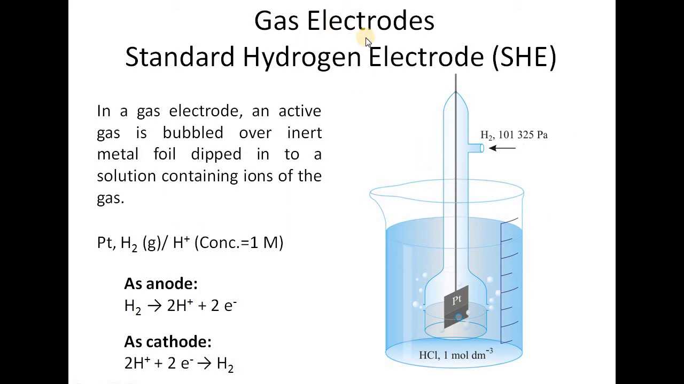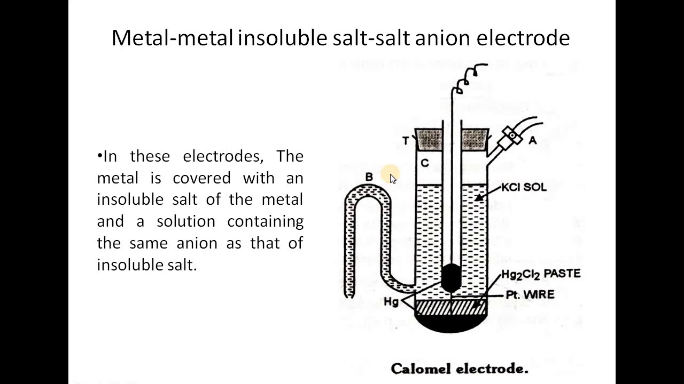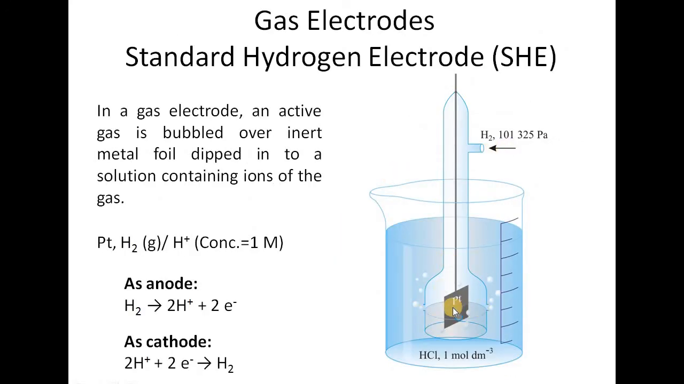Now the next case is the gas electrodes. In the case of a gas electrode, we can take the reference electrode as an example, which is the standard hydrogen electrode. This standard hydrogen electrode is generally used as a reference electrode to calculate the electrode potentials of other electrodes. Now in this type of electrode, what is done? An active gas is bubbled over inert metal foil dipped into the solution containing ions of the gas. So here hydrogen gas is bubbled over the platinum foil. This platinum foil is dipped in a 1 molar solution of HCl. So it can act as a reversible electrode.